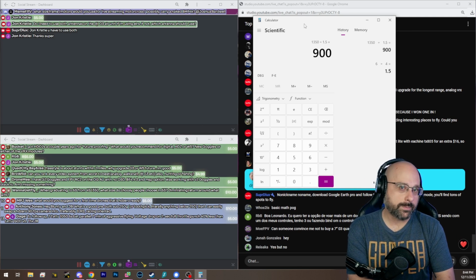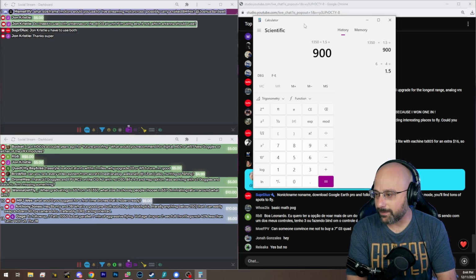The other thing you could do is look up the weight of your battery and search for 6S batteries at about the same weight.